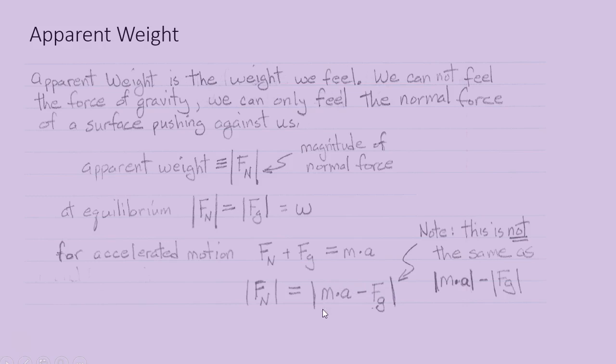Please note this expression is not the same as taking the magnitude of mass times acceleration and subtracting from it the magnitude of the force of gravity. So don't fall into that mistake believing that this is the same as that. You have to actually do this vector subtraction and then take the absolute value to get the magnitude.